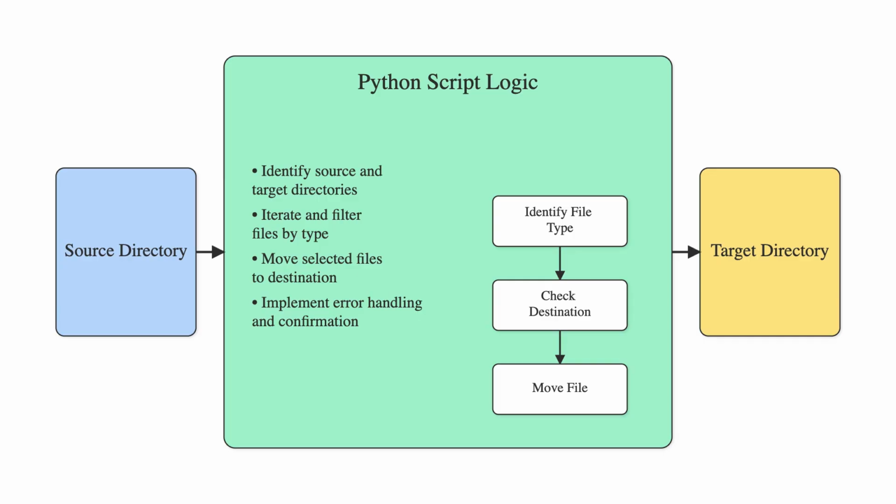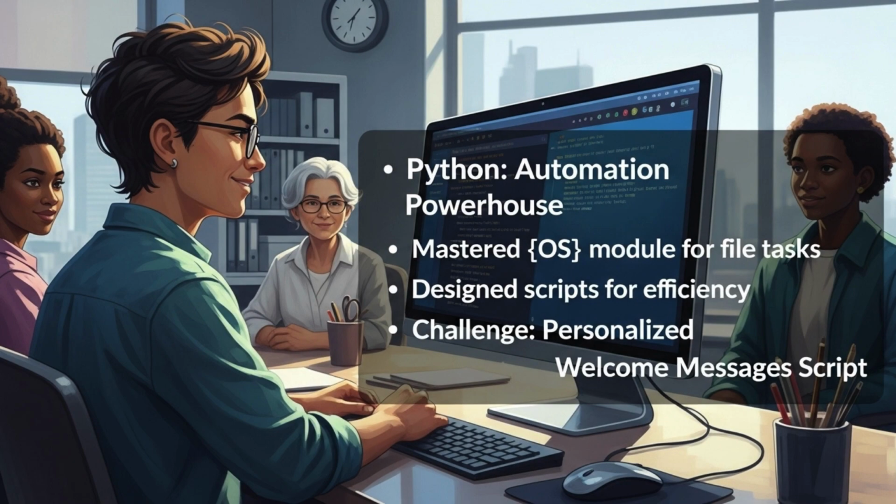Now, let's conceptualize building that file organizer script. The process is straightforward but requires careful thought. First, your script needs to identify the source directory where the files currently reside. Then, it needs to define the target directory where they should go. The core logic involves iterating through each file in the source, checking its type, say looking for .txt files, and then, if it matches, moving that specific file to the destination. Error handling is crucial. What if the target folder doesn't exist? Your script should be robust enough to create it. This structured approach, from identification to execution and confirmation, ensures your automation is both effective and reliable. It's about breaking down a complex task into manageable, automatable steps.